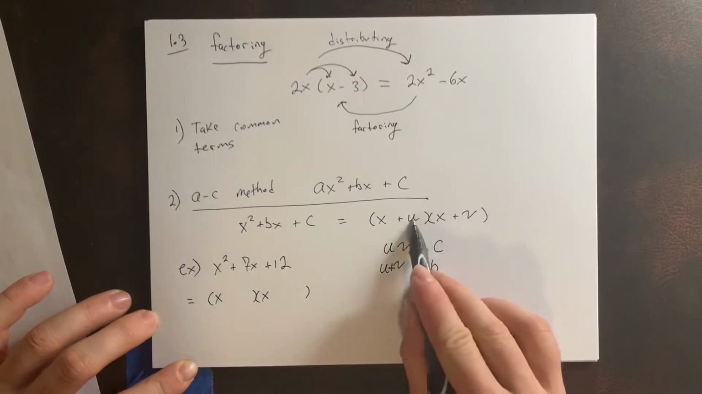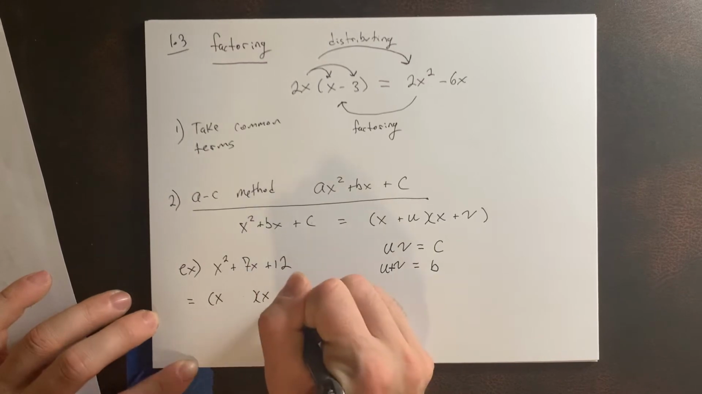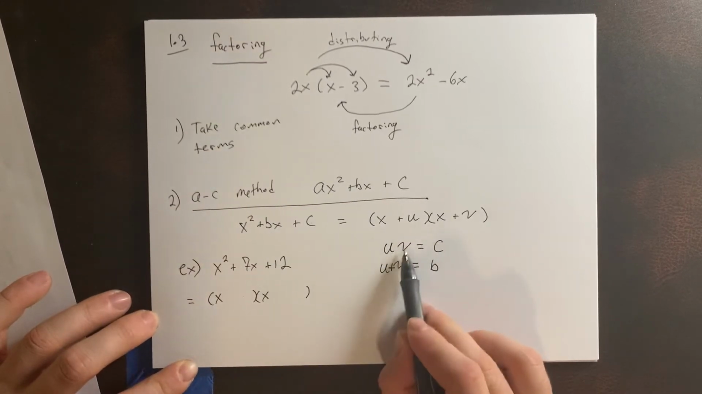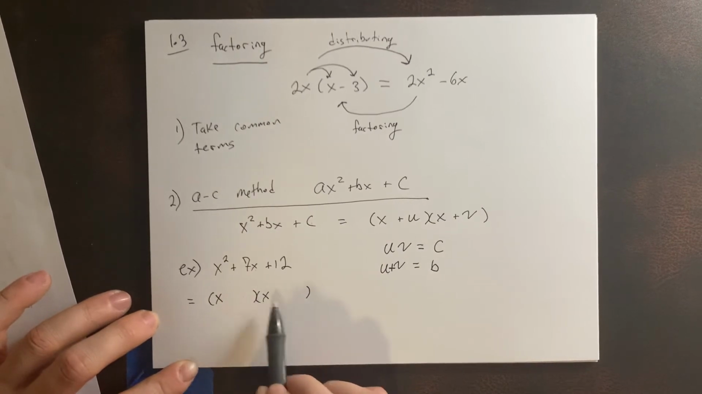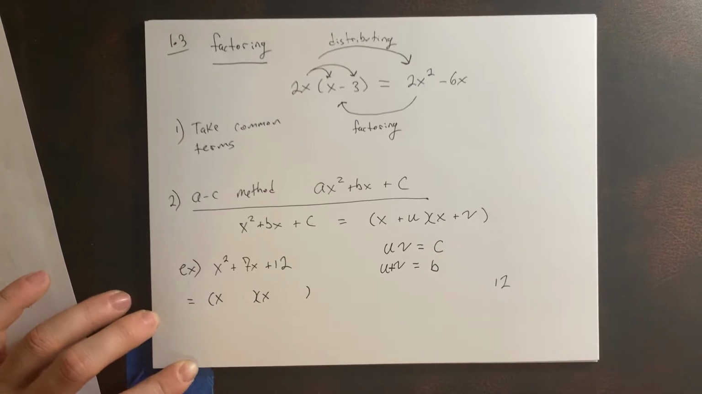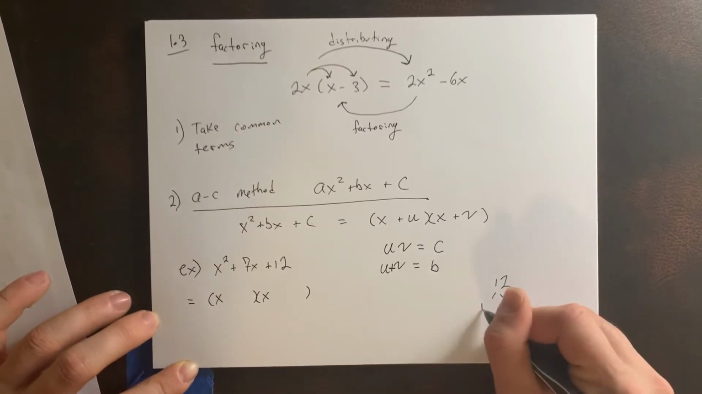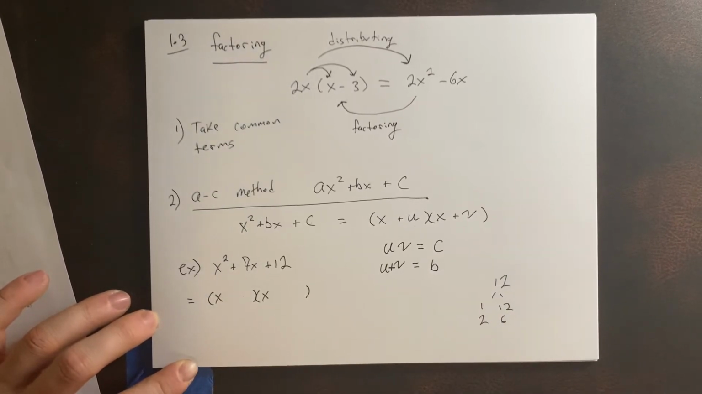And now we want to find these two numbers u and v. The numbers that go here and here need to multiply up to c. So c is the last number. So these numbers need to multiply up to this number 12. So here's 12. Let's write what are all the numbers that multiply up to it. There's 1 and 12. We have 2 and 6, and the list keeps going on and on.